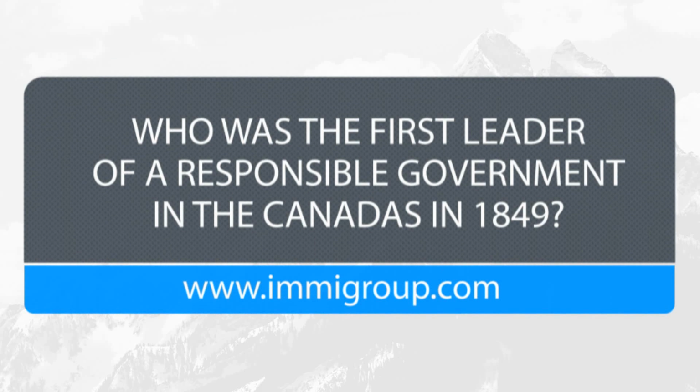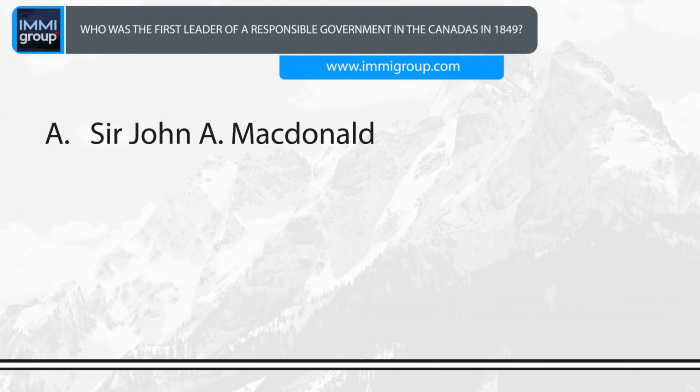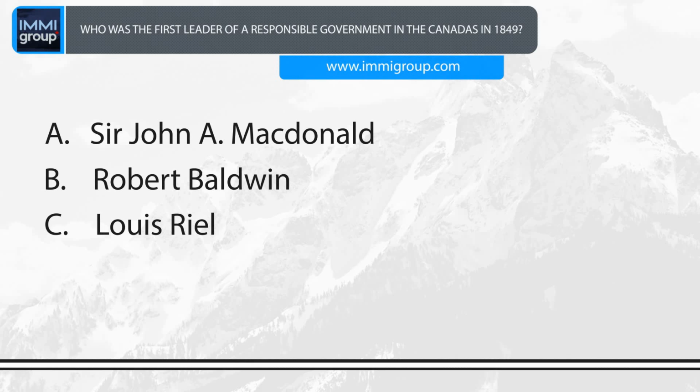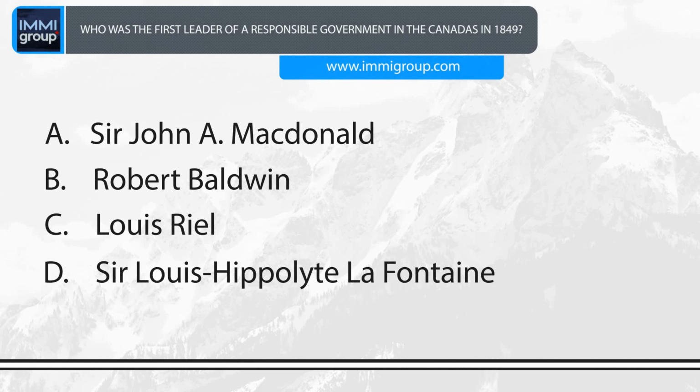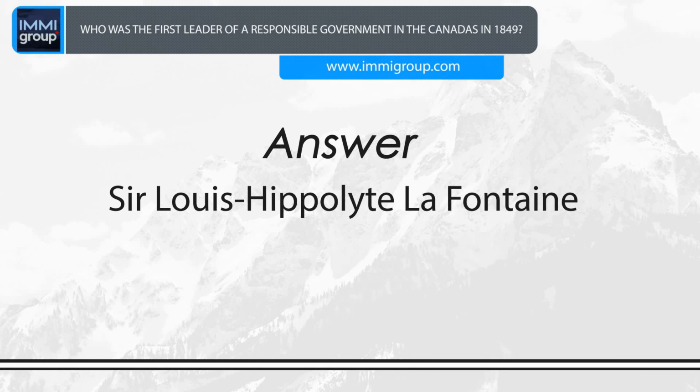Who was the first leader of a responsible government in the Canadas in 1849? A. Sir John A. Macdonald. B. Robert Baldwin. C. Louis Riel. D. Sir Louis Hippolyte Lafontaine. Answer: Sir Louis Hippolyte Lafontaine.